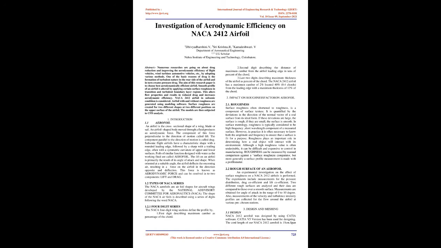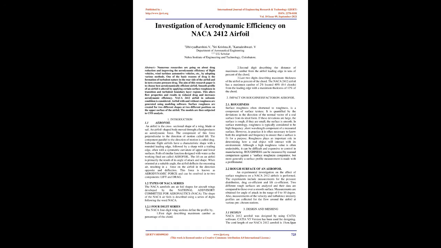The aim of this research paper is to choose the best aerodynamically efficient airfoil. The smooth profile of an airfoil is altered by applying certain surface roughness in transition and turbulent boundary layer regions. This alters flow properties and results in reduced drag and increased aerodynamic efficiency. NACA 2412 airfoil in subsonic condition is considered. Airfoils with and without roughness are generated using modeling software. Surface roughness is created for two different shapes at two different positions on the upper surface of the airfoil. The models are then subjected to CFD analysis.